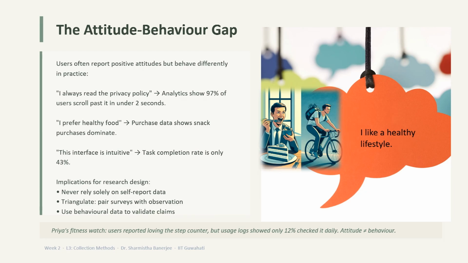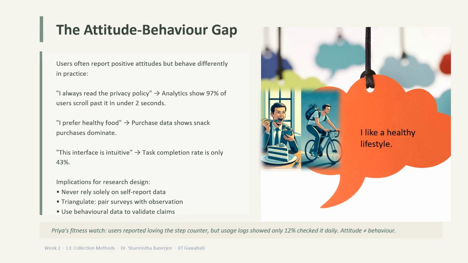They might say this interface is intuitive, but the task completion rate is only 43%, and then you know where you have to make changes in your design. So the implications for the research design are never solely rely on only one of them, like the self-reported data. Triangulate, so pair the surveys with observations. Use behavioral data to validate any claims that your user might be making.